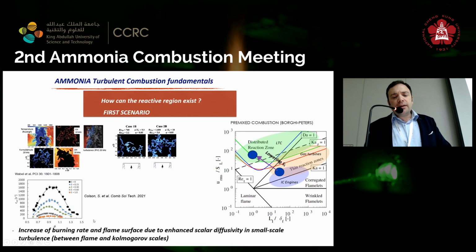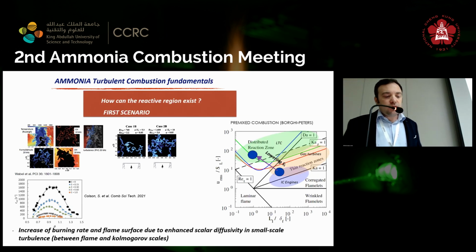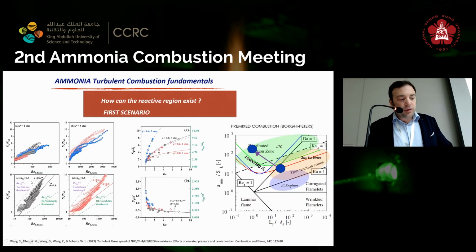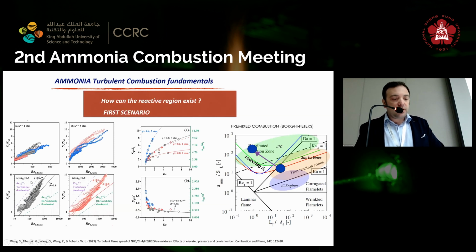And in particular, mainly we have this increase of burning rate and flame surface due to the enhanced scalar diffusivity. Of course, in this condition, we have important phenomena related to extinction, if we characterize, for example, the extinction of pure ammonia in simple counterflow regimes. We have, of course, during recent years, several results with respect to this first scenario.